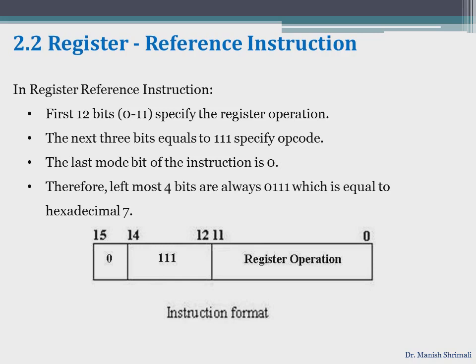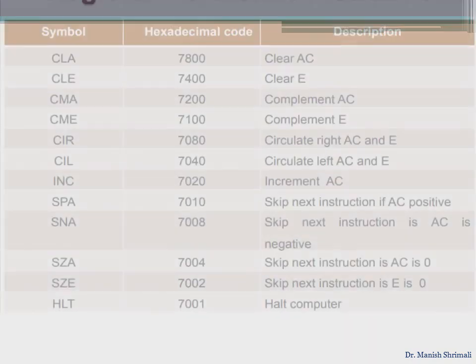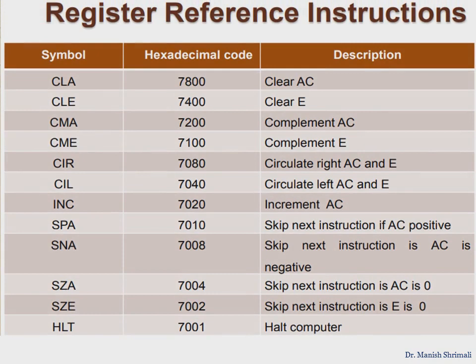Next, you can see in the table or diagram the different register reference instructions, in which we have some symbols like clear the contents of accumulator, halt computer, skip next instruction if AC is 0. So like this, let us skip this and proceed to the next slide.